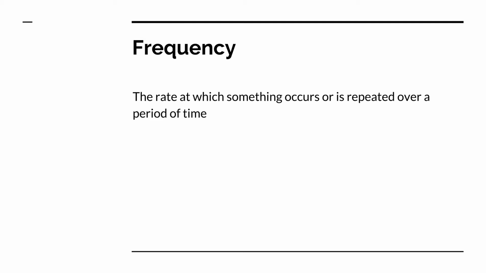Frequency, the rate at which something occurs or is repeated over a period of time. In the medical field, that can mean the duration of medication, how often it's dispensed. It can also refer to an individual in rehab. How many times is an exercise repeated? Hint, hint, quiz question. Something we talked about in body mechanics. Again, the definition is the rate at which something occurs or is repeated over a period of time.